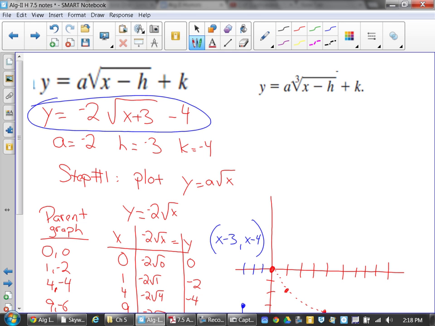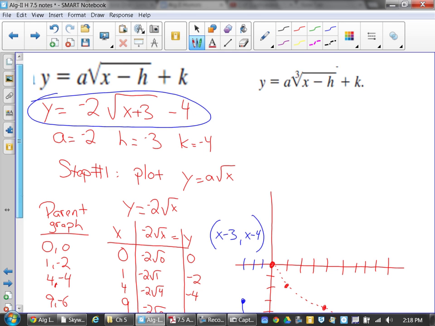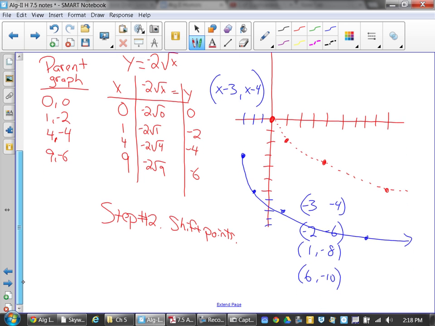Yes, sir? Is the parent always y equals square root x? Yes, sir. Parent function is always going to be root x. The parent function for the cube root is always going to be cube root x, whatever it is. Okay? Then you go back and you do your shift.